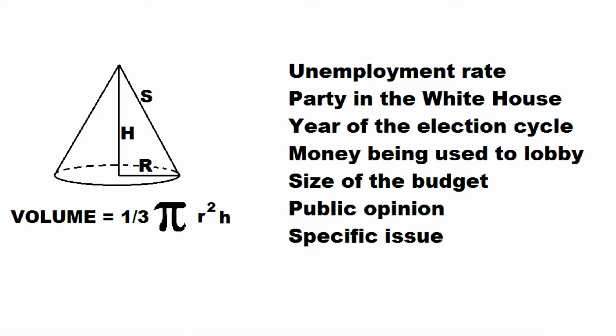Now, trying to get more aggressive in that, if you have concepts, or factors, such as unemployment rate, the party currently in power in the White House, the year of the election cycle: is it midterm elections, in between midterm elections, or is it a presidential election year? Money being used to lobby, the amount of money, or where it's coming from, the size of the budget the government's going to spend this fiscal year, and so on. Public opinion on a certain issue and a specific issue of that.